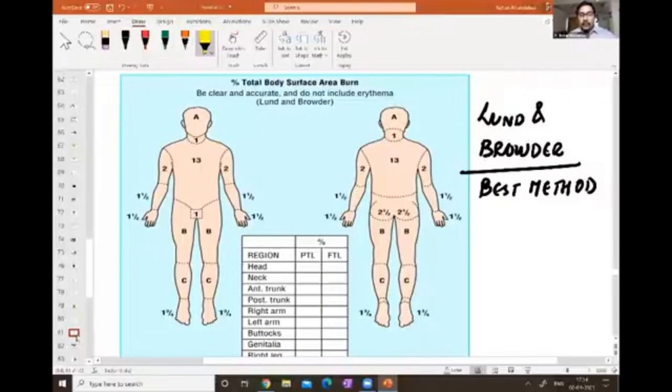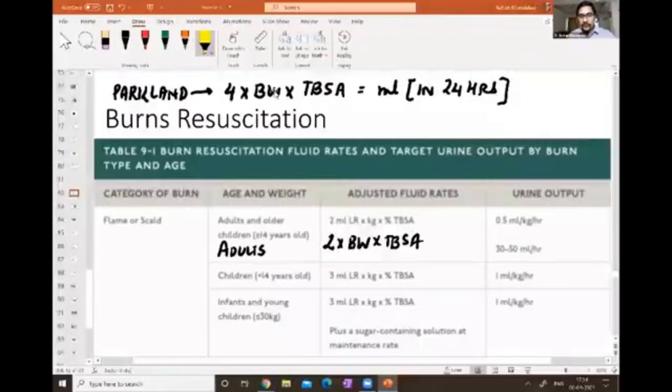Another update which I want you to know. The extent of brain damage is more in SDH as compared to EDH.